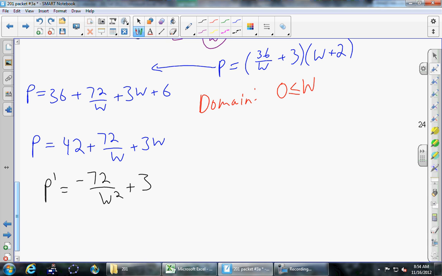Now that we've got our derivative, set it equal to 0. So let's make this equal 0. And now it's an algebra problem. So spend a minute and see if you can solve for W.